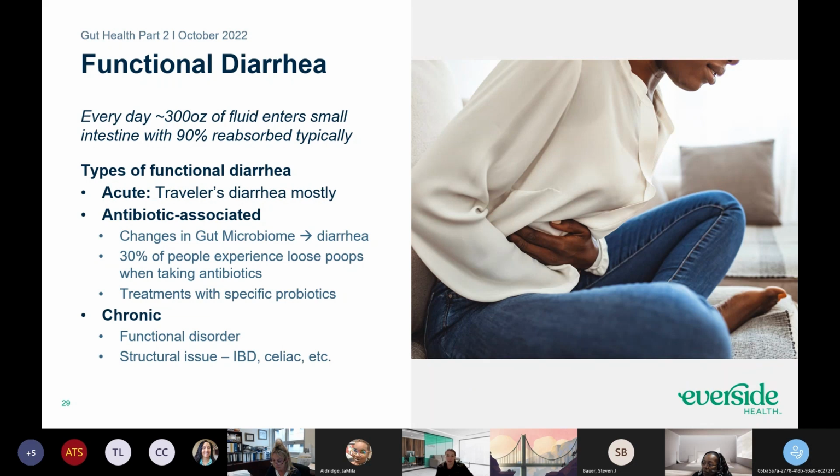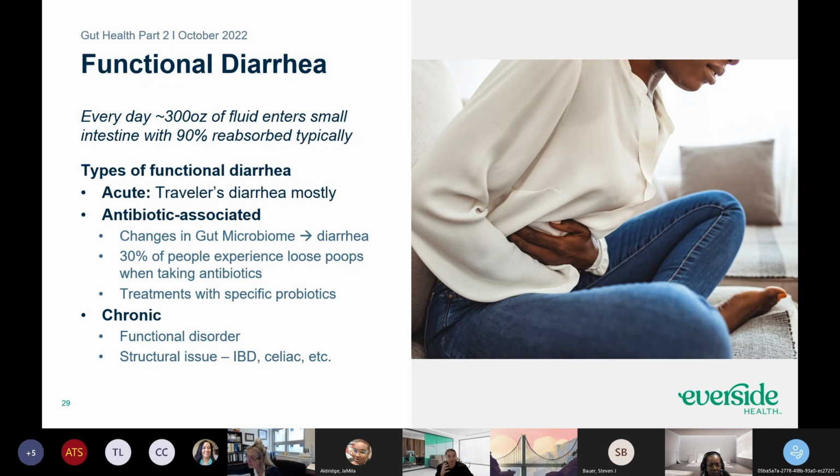Moving on to functional diarrhea. So every day for the normal person, around 300 ounces of fluid enters the small intestine, and about 90% of that is supposed to be reabsorbed. So 90% of that's supposed to go back into the body. With functional diarrhea, that's not happening. I mean, that's a lot of fluid. If that's not all getting reabsorbed, it's got to go out some way.